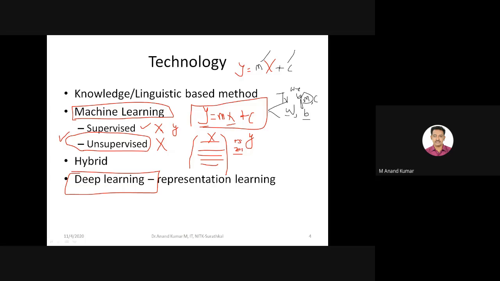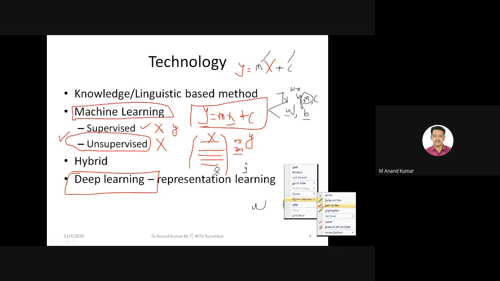When testing comes, you have W and B. Testing means I have a new X cap, new data points, and I don't know what Y is for them. You are going to find that out. For example, you pass some profile and find out the gender of that particular profile. Here you know W and you know B, and you have X cap given, so you have X cap in your hand.